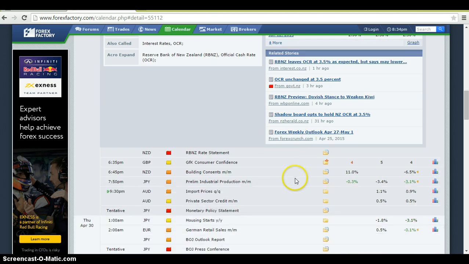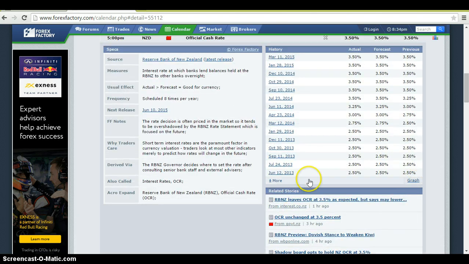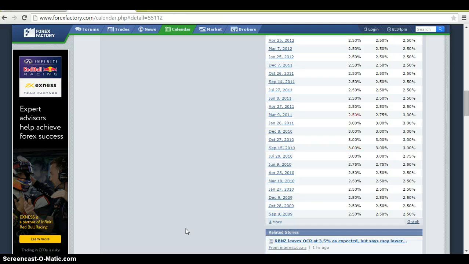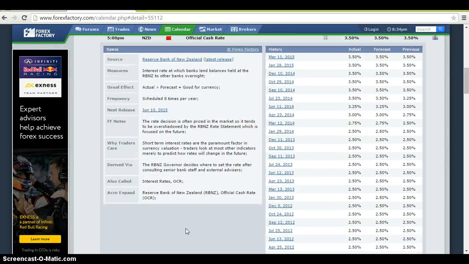So yeah, and that's one of the things I really like about Forex Factory: they've got the graph, they've got previous data dating back. You can even go further back. So very informative, very thorough, and that's what you need for long-term positions.